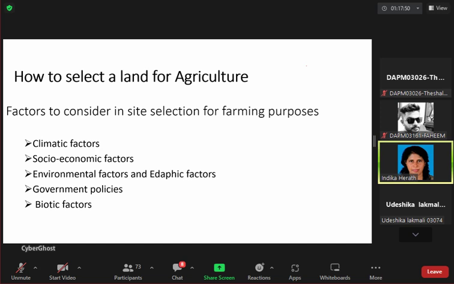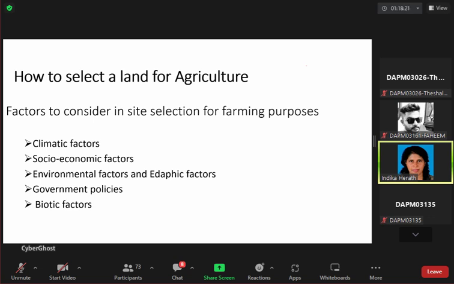There are factors that need to be considered, especially when we are selecting a land for agricultural purposes. What are these factors? We call them factors to be considered in selection of land for farming purposes. There is a list of properties or factors that need to be considered.